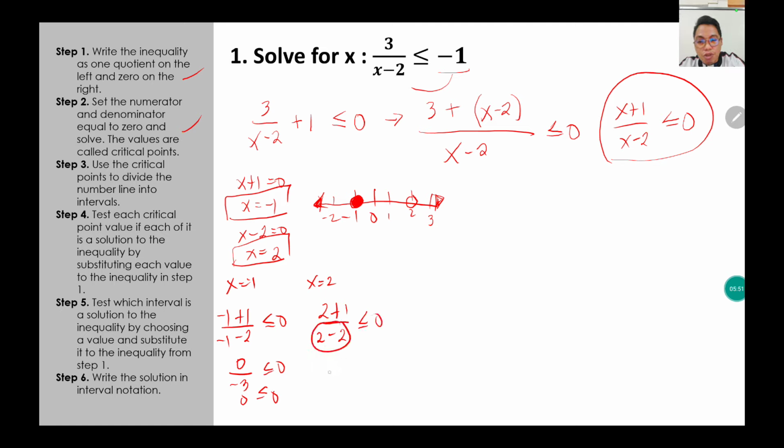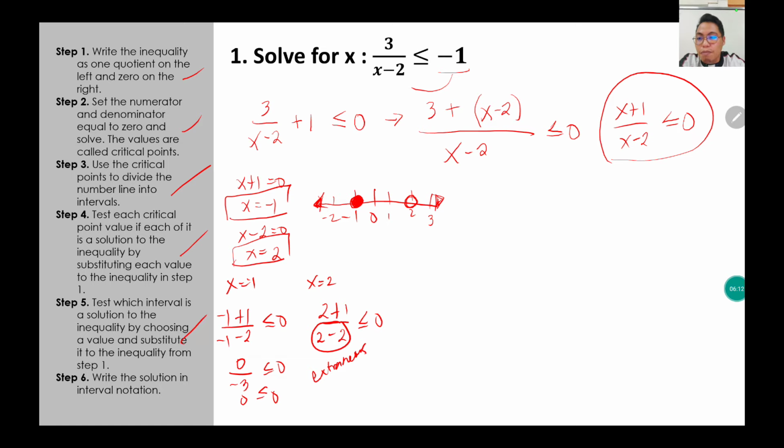So, nakita nyo, undefined siya. So, extraneous ulit. Kapag 0 yung denominator, extraneous siya. So, that one is not a solution. So, stay lang natin siya as a hollow dot, pero yun pa rin yung magsasabi ng ating mga intervals. Now, nakapag-test na tayo ng critical value.